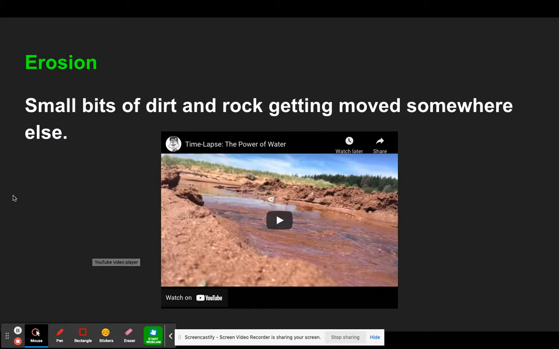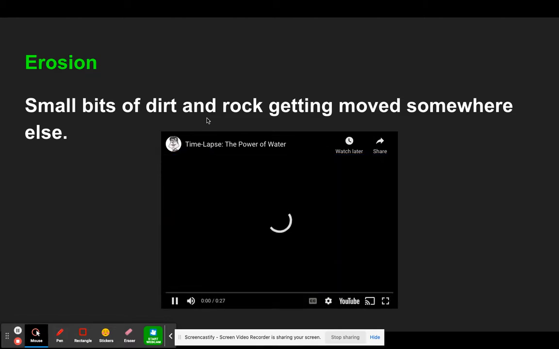Another process is called erosion. I know you've heard of this before, but as small bits of dirt and rock get moved somewhere else, this is erosion. So weathering is when they fall apart. Erosion is when they start moving. Wind can pick up, like our first picture we saw of sand being blown off sand dunes. That is erosion. That's when water or wind or whatever it is, gravity, moves these tiny little bits of dirt and rock somewhere else.